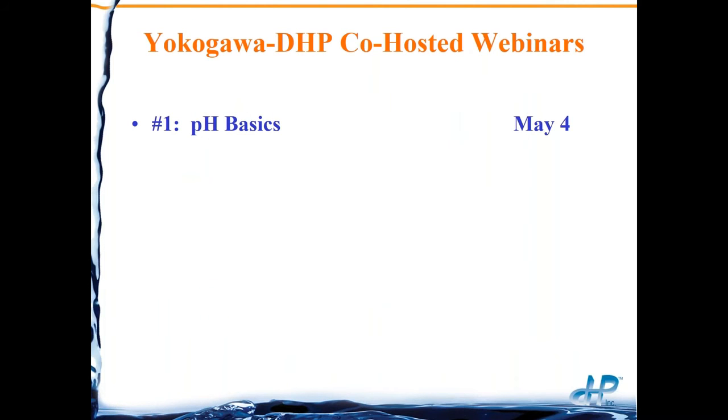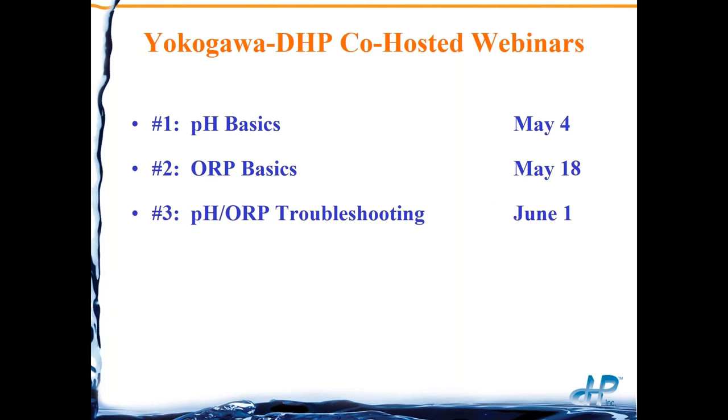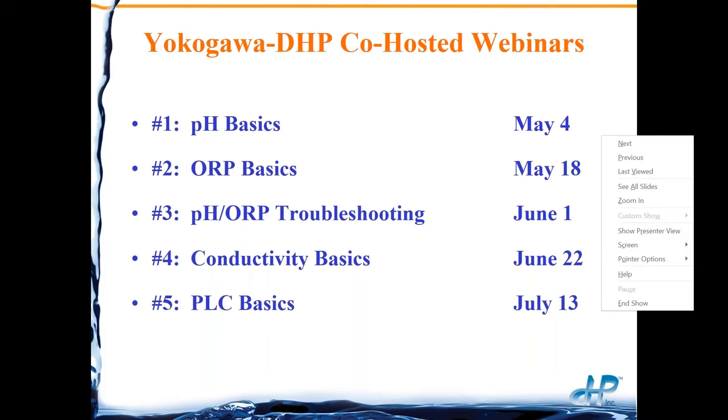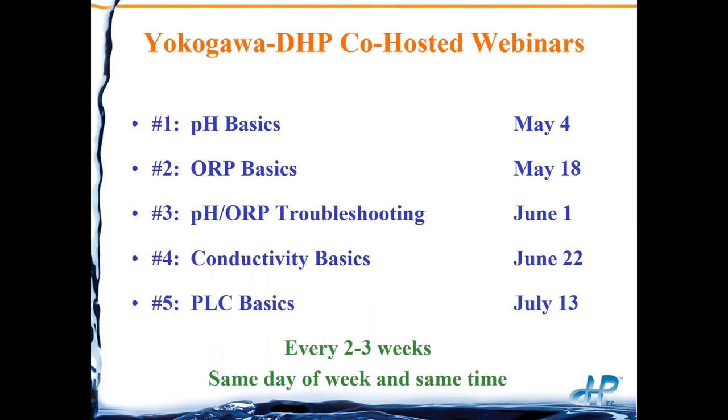The two companies have come together to put together a series of 5 webinars. The first one is pH basics, then we'll move on to ORP basics. We'll talk about pH and ORP troubleshooting. We'll move on to conductivity basics, and then PLC, programmable logic controllers basics. As you can see, all of those seminars are spaced out every 2 or 3 weeks. They will all be performed on the same day each week, Thursday, and at the same time each week. Let's just say noon Mountain Time.